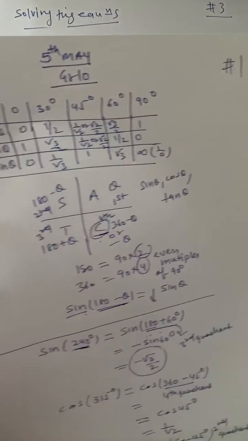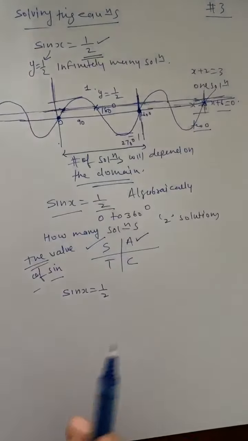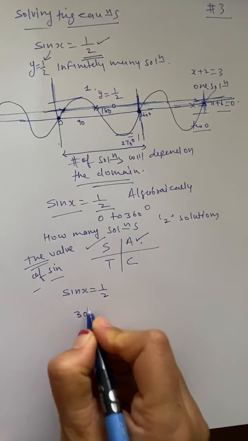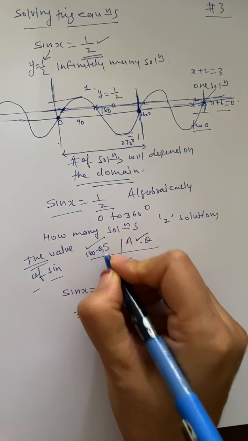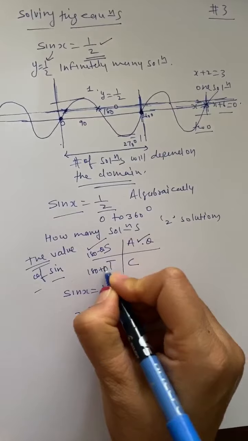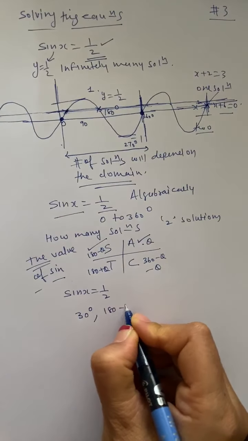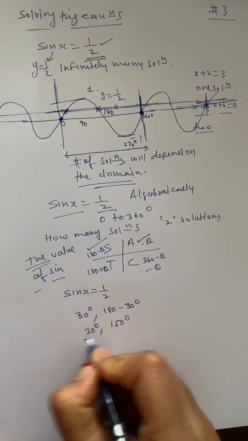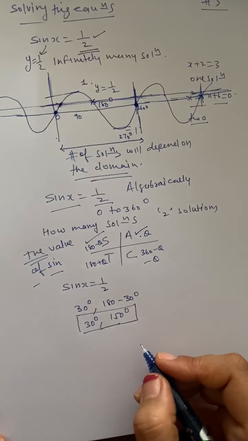Again, you should memorize the value. So sine 30 is half, which means we got the first acute angle in the first quadrant, 30 degrees. The second one, as we know, in the second quadrant, we call it 180 minus theta. So the second value you will have is 150 degrees. So the answer will be 30 degrees and 150 degrees, these are the 2 solutions here.